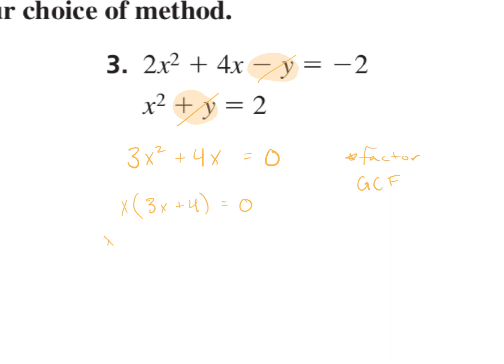Then I set both of these equal to 0. So x is equal to 0. 3x plus 4 is equal to 0. And I solve. So x is equal to 0. I already solved. We're good there. We want to solve the other one. I'm going to subtract 4 on both sides. So 3x is equal to negative 4. And then divide by 3. So x is equal to negative 4 over 3.